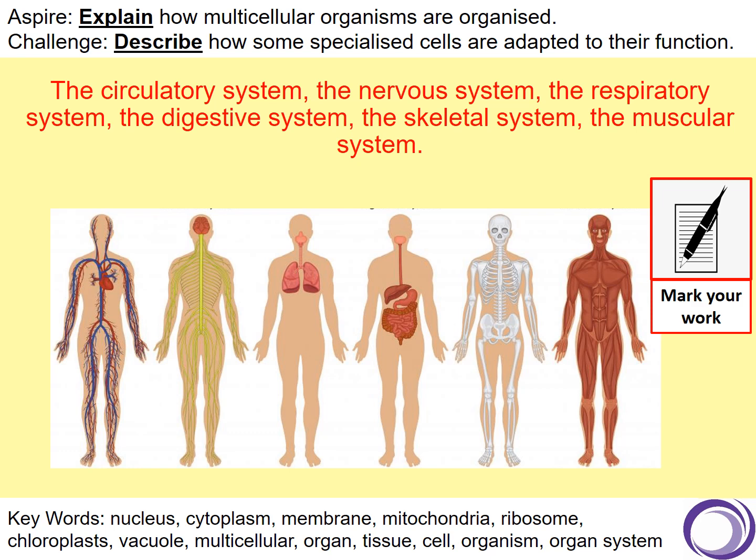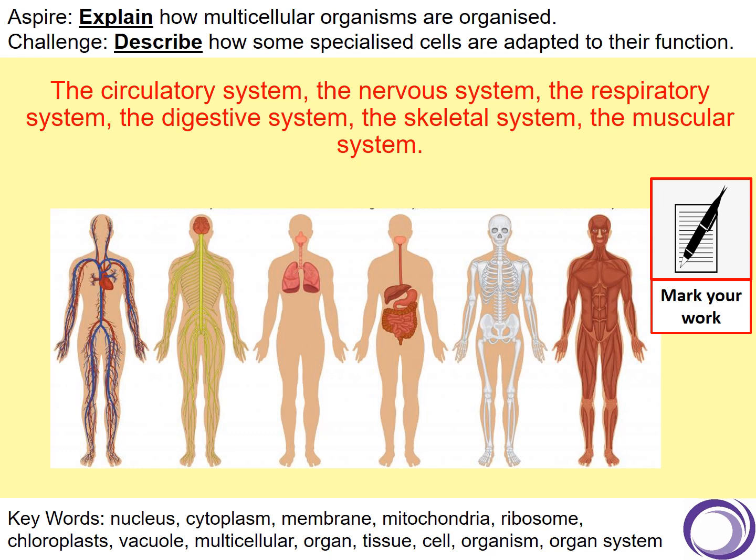So the first organ system you should have labelled on the left is the circulatory system. This is made up of the heart and blood vessels such as arteries, veins and capillaries. The next organ system is the nervous system, and this is comprised of the brain, the spinal cord and the nerves. The next organ system is the respiratory system, which is made up of the lungs and the trachea.